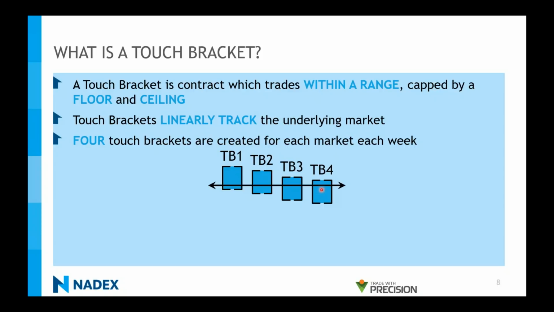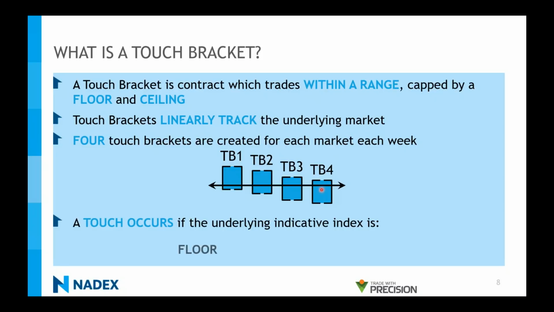Now, touch bracket means that we have this bracket, but what does the touch actually mean? A touch happens when the underlying indicative index touches the floor. So if price drops a little bit on this TB1 and hits the floor level, this means we now have a touch, and the touch condition is satisfied. What does this mean? We'll talk about that in a moment.